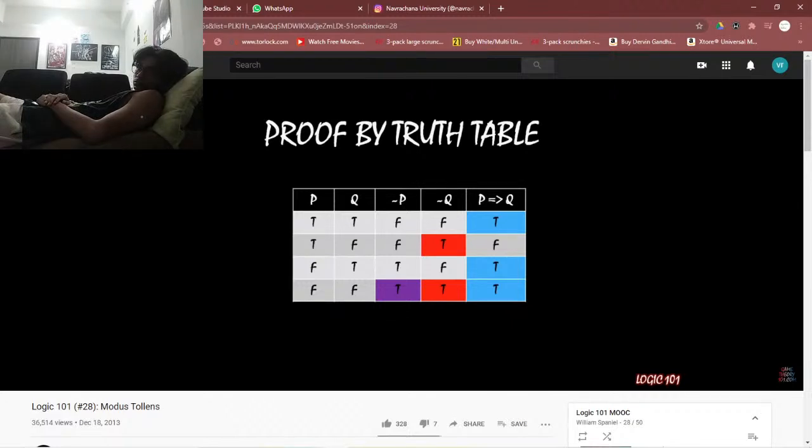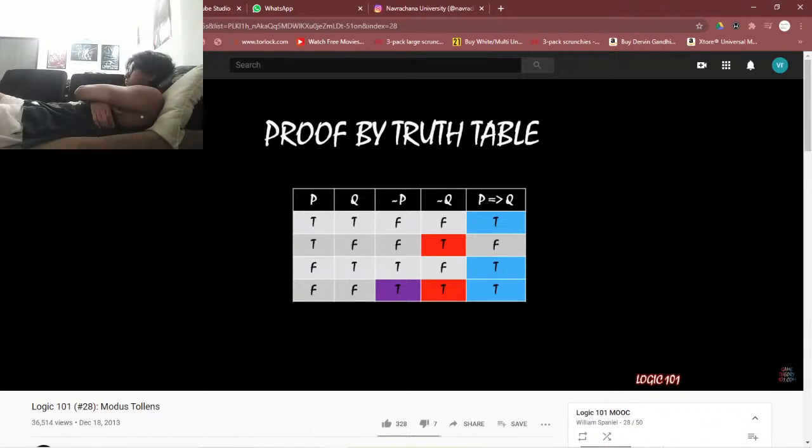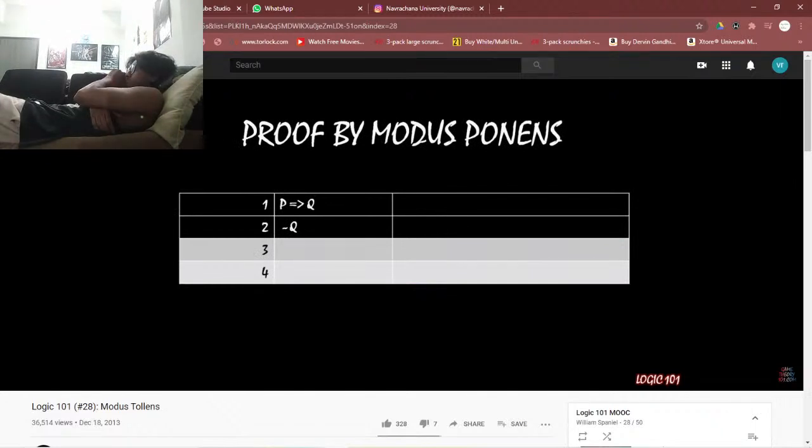And that is exactly what modus tollens says. Modus tollens says if you have an implication and you have the negation of the consequent, you can conclude the negation of the antecedent. That's exactly what we see here. And lastly, we can also prove modus tollens using modus ponens.